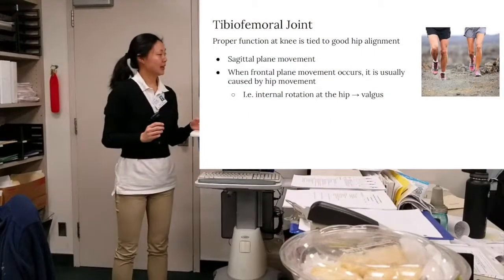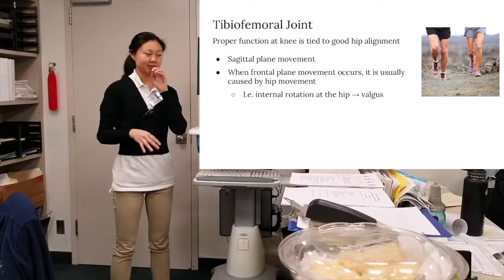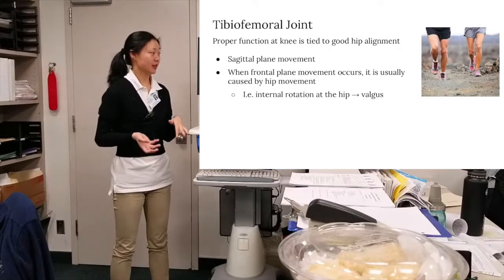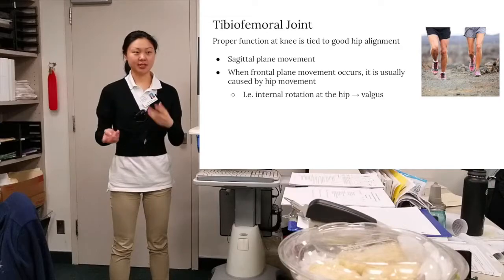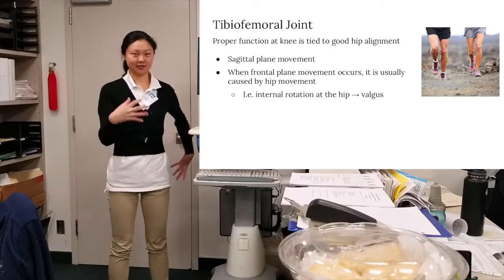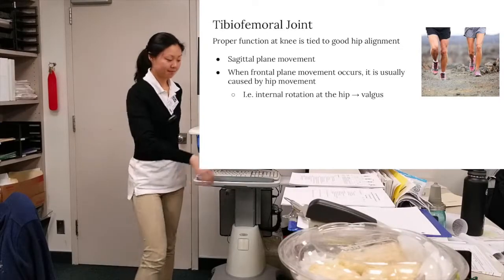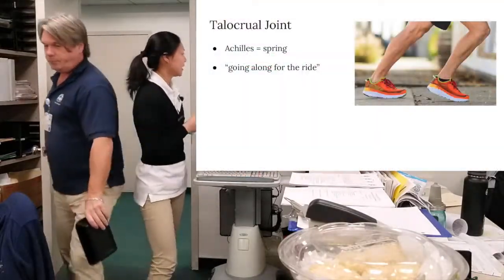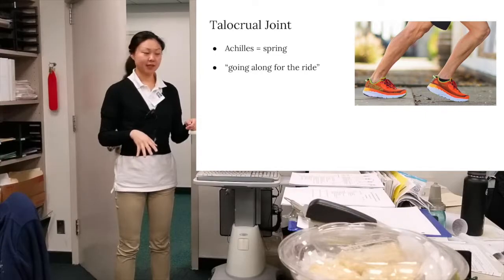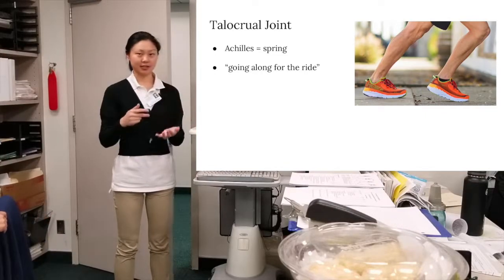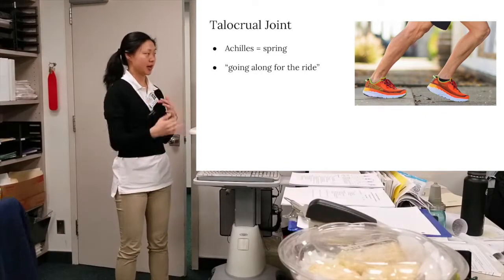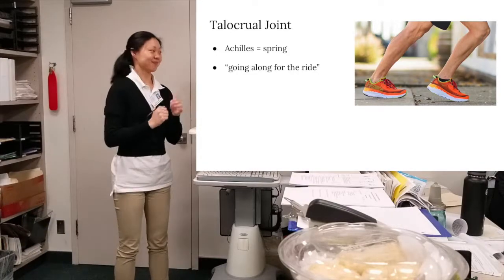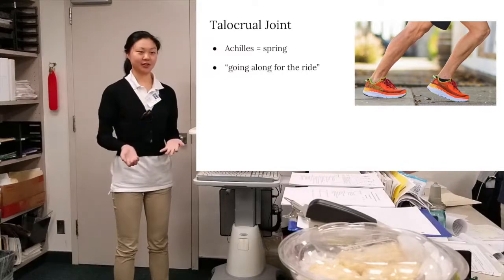Okay, next we have the knee. The knee is tied to good hip mechanics. So if your hip alignment's off, your knee is going to be off. And it's really important that your knee goes along for the ride because, again, all the movement should be coming from the hip because your glute max is your primary mover. And then next you have your ankle. Your Achilles is an assistant to your gluteus maximus and your calf, so it's helping with the spring. But again, all of it goes back to the hip. And then again, your ankle is going along for the ride.